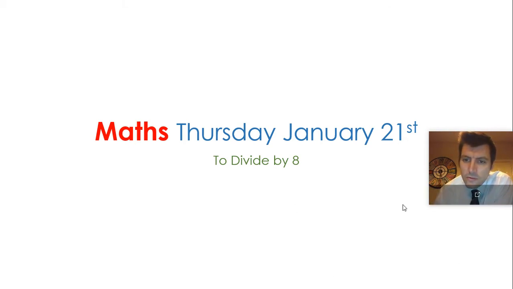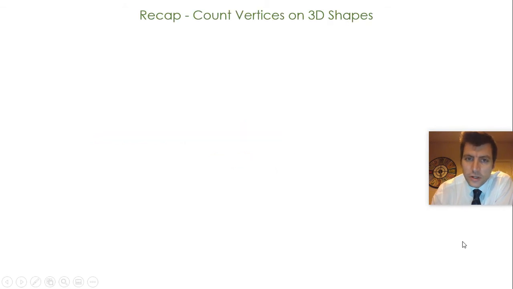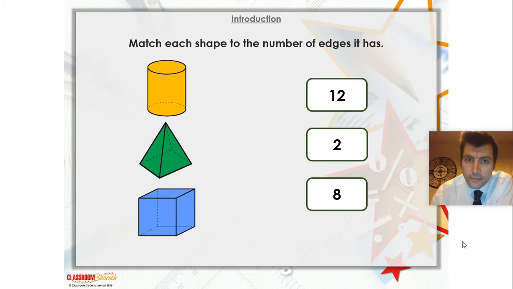Today, when we're recapping work we've done in year 1 and year 2, we're thinking about vertices on 3D shapes. Now, vertices is the point where edges of a 3D shape meet. So we'll just recap what we know about the edges on 3D shapes. So having a look at this cylinder, this square-based pyramid, and this cube, I'd like you to think about the number of edges, so the points where the faces meet on each of these shapes. So these 3D shapes, how many edges, so the points where faces meet, do each of these have?